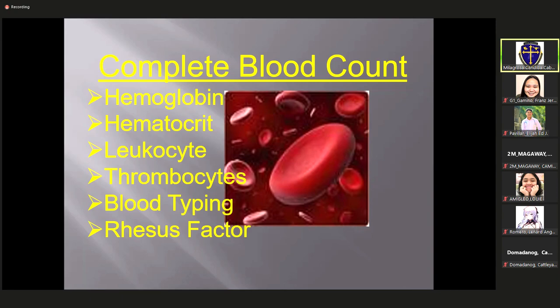If the mother is RH negative and the father is RH positive, definitely, no, yung baby inside the womb of the mother is RH positive. All right? So, alien yun, no? Na ma-detect ni mama.